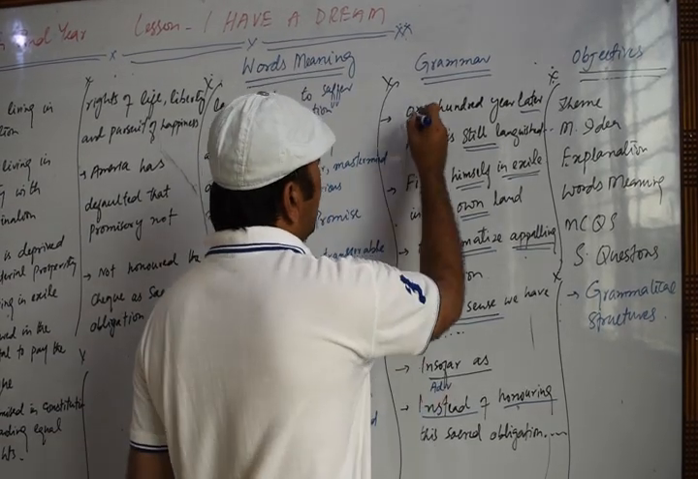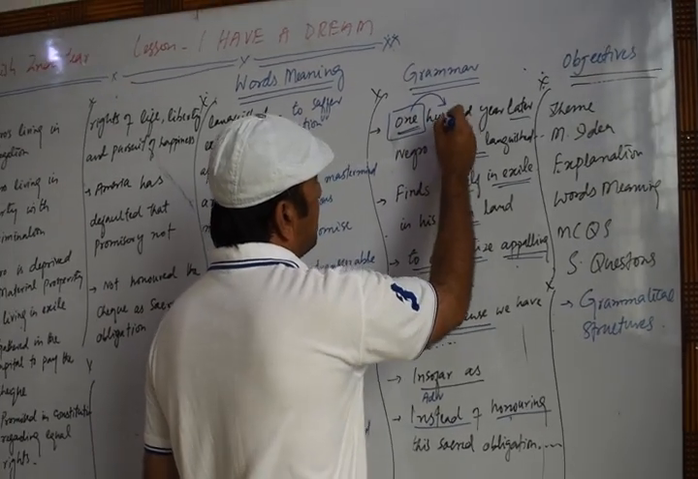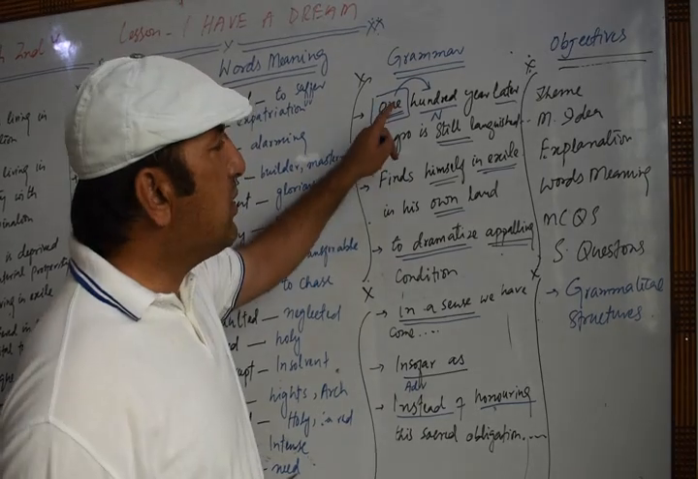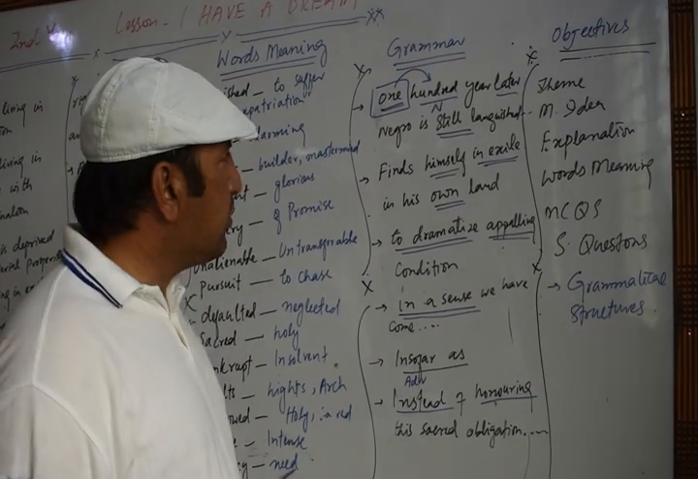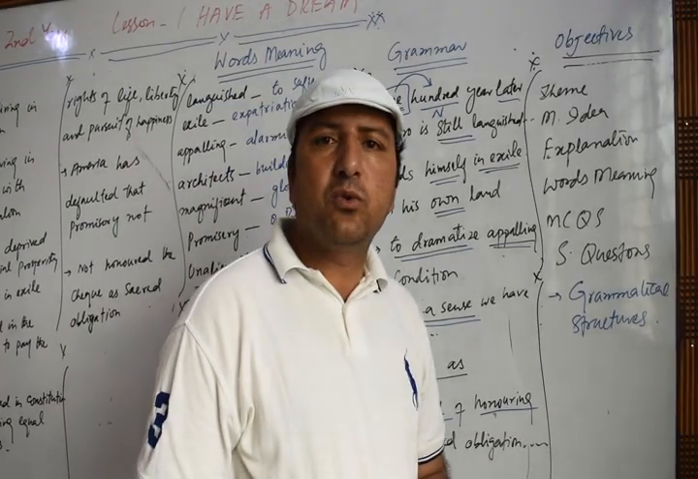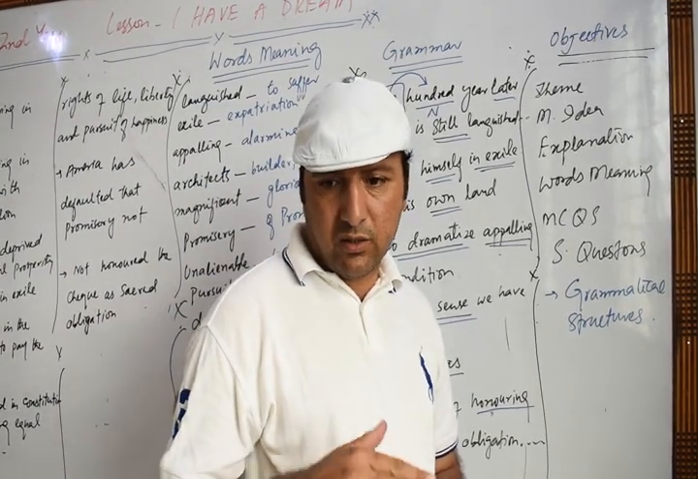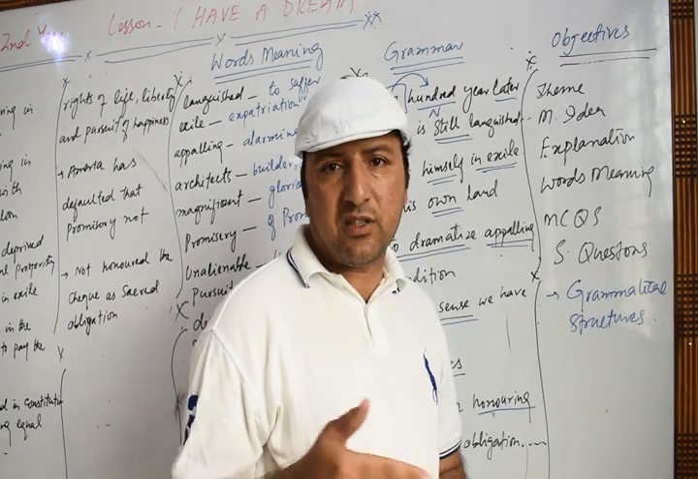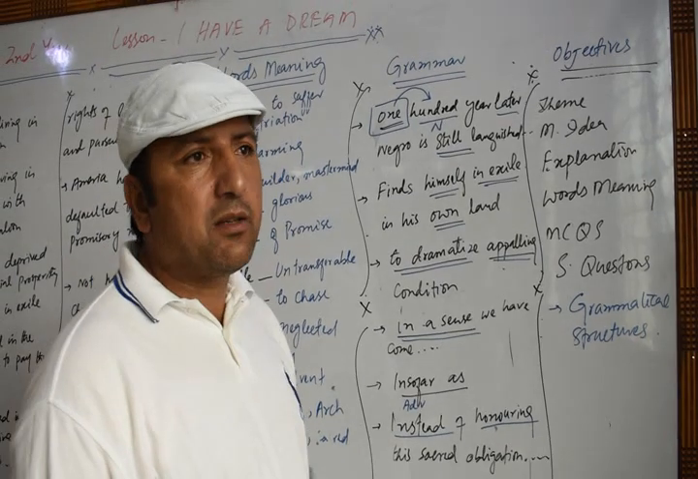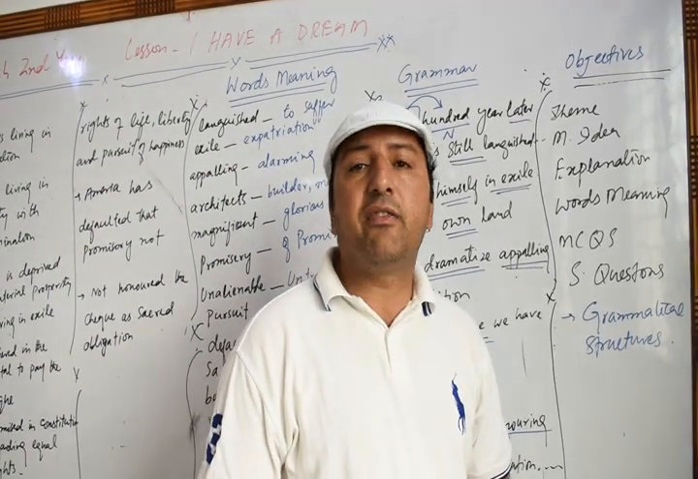So we have 100 years. Now you see this 1 refers to 100, and 100 is a noun. So here it works as an adjective. But remember, 1 can also be used as a pronoun, and the pronoun is there in the exercise of the same lesson. So 1 also works as a pronoun, and it works as an indefinite pronoun.